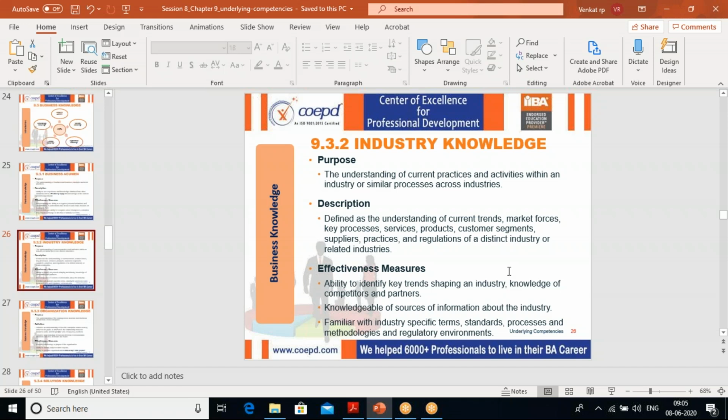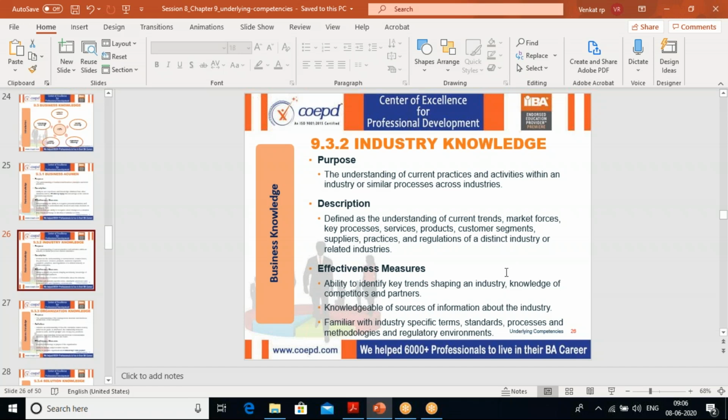Let me say if you take healthcare, then HIPAA is a new regulatory norm which everyone has to practice. So we should know about what is going to happen, how the industry is going to move. All this we should be aware of.